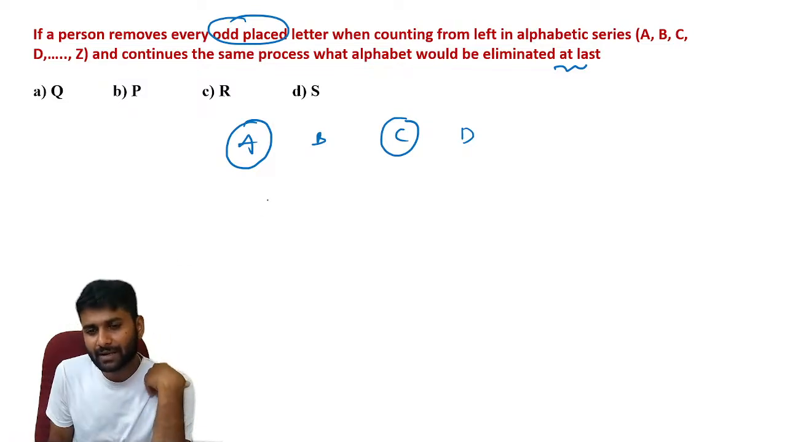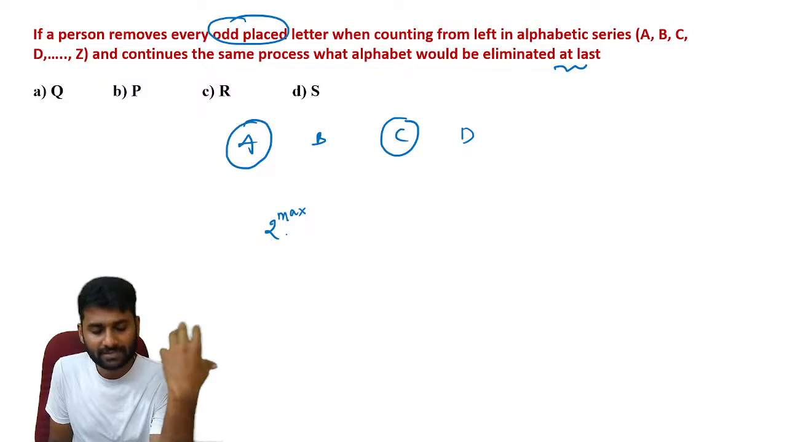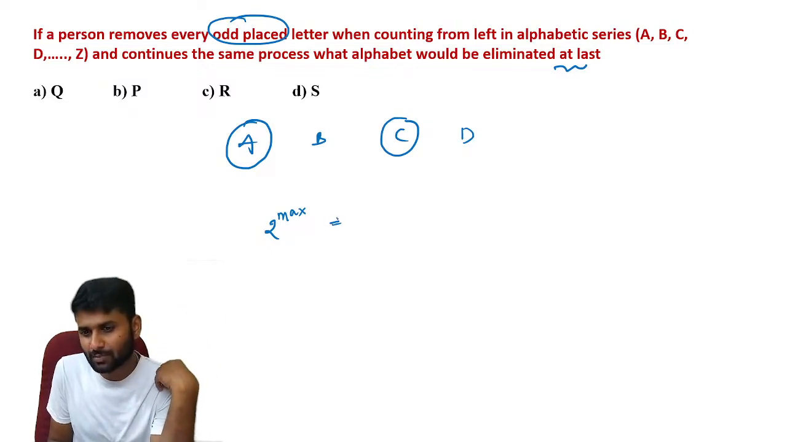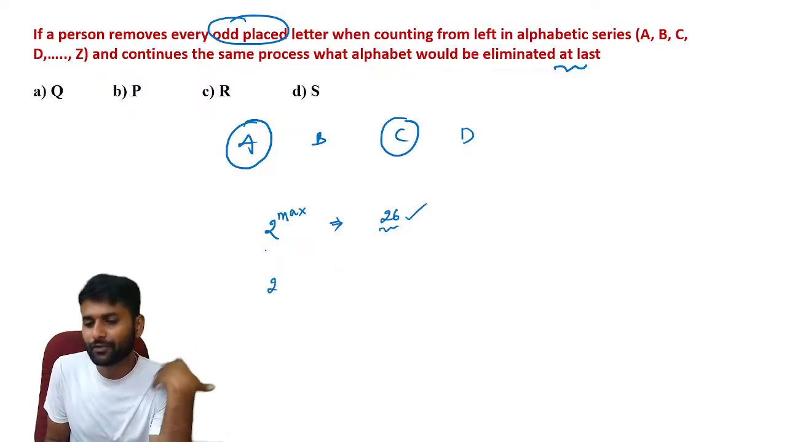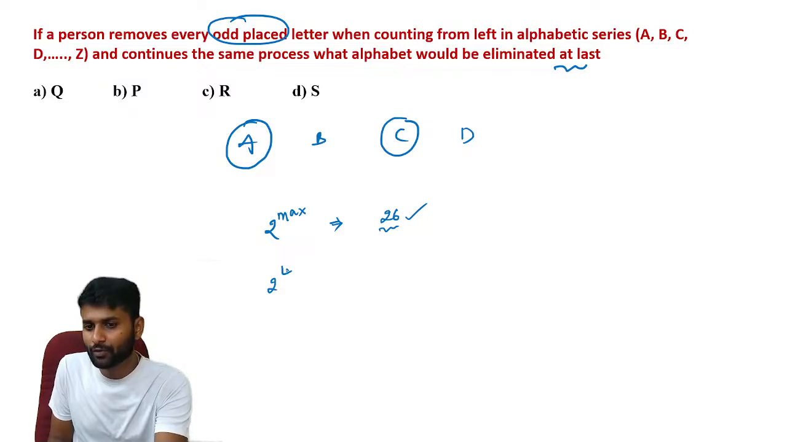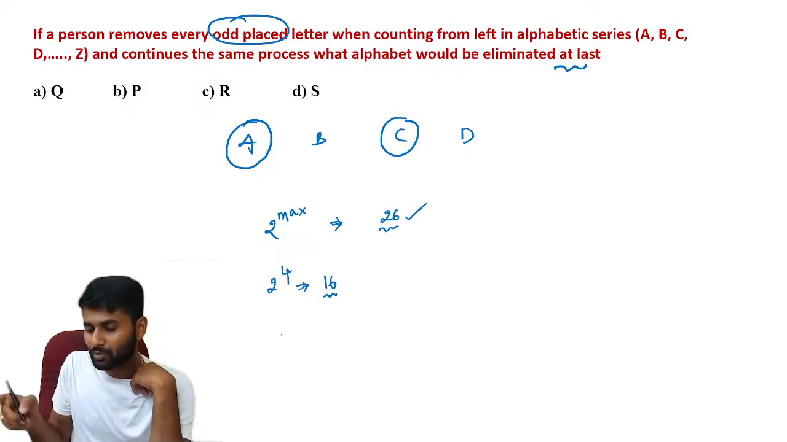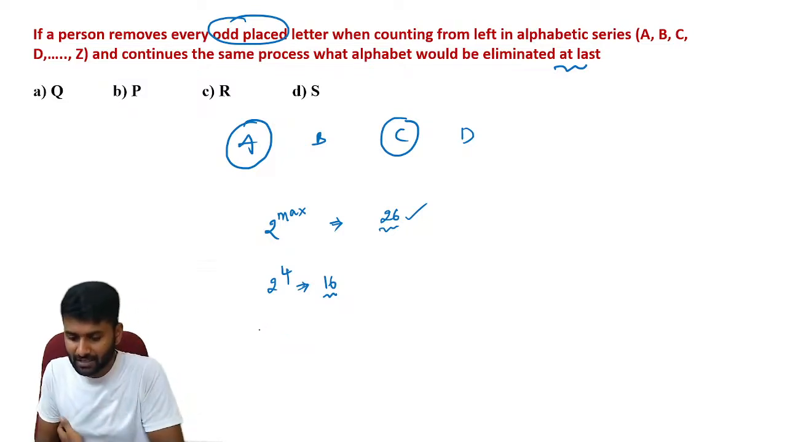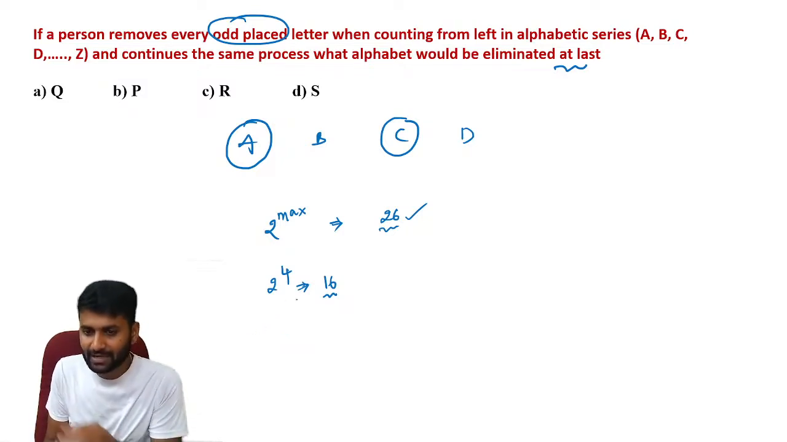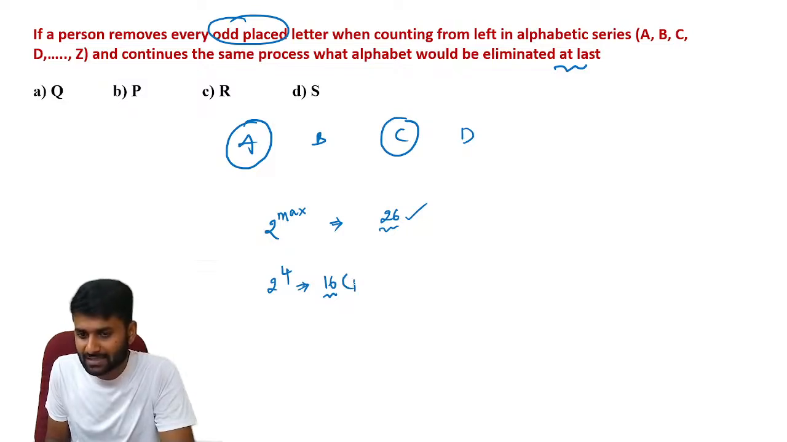Now see, we are removing the C. How many letters we are removing is all about the maximum power of 2. The total number of letters we have is exactly 26. Now for 26, if we go through the 2 power cycle, 2 power 4 is equal to 16. So we are removing in that way. If you remove in that way, the last letter we are going to eliminate is exactly the 16th letter. So what is the 16th letter? As you know, P is the 16th letter.